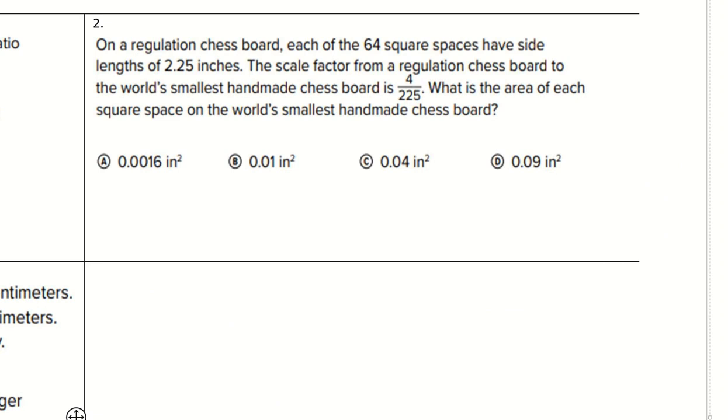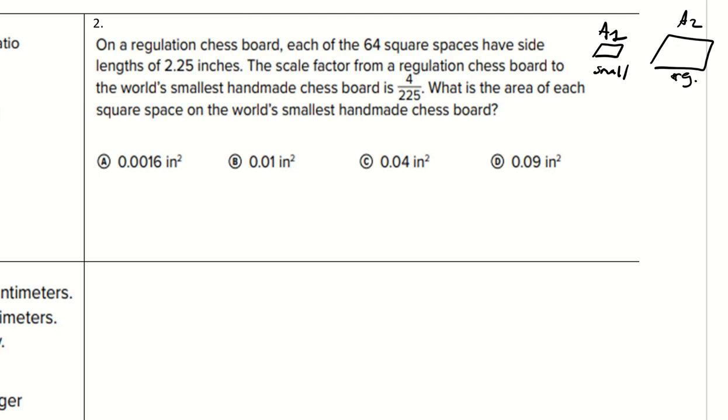On a regulation chessboard, each of the 64 square spaces has side lengths of 2.25 inches. The scale factor from a regulation chessboard to the world's smallest handmade chessboard is 4 out of 225. What is the area of each square space on the world's smallest handmade chessboard? Okay, so first off, let's call the area of the small chessboard area 1. This is the small one, which I'll call area 1, and this is the big one, the regulation one, which I'll call A2, for the area.